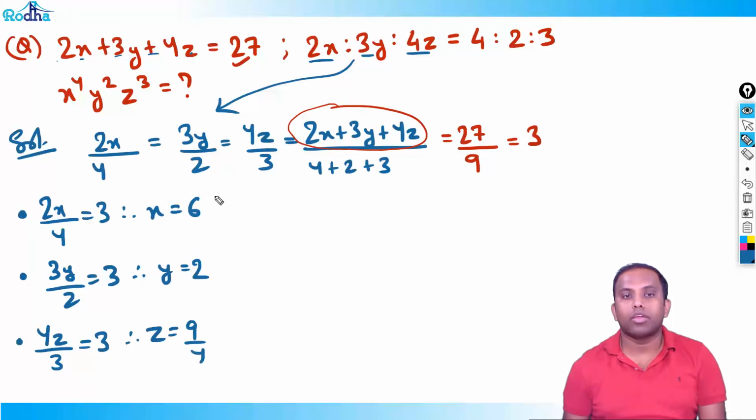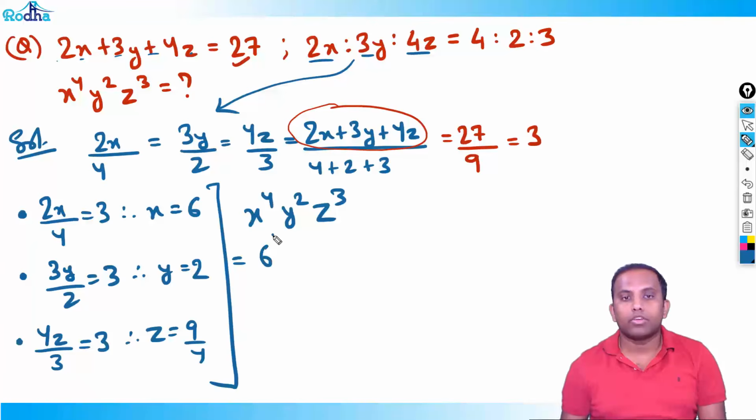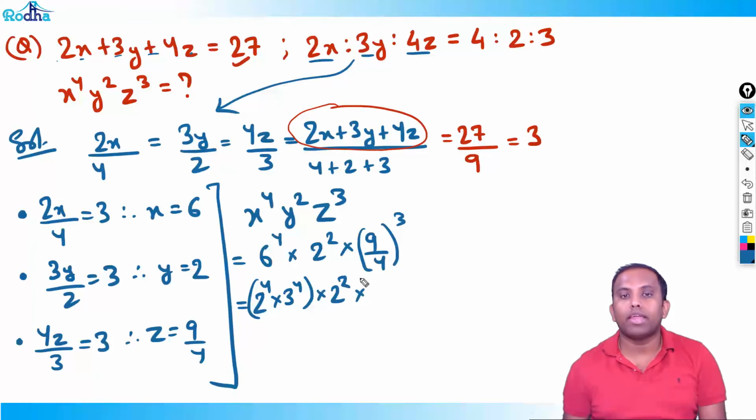9 by 4. Okay, therefore x to the power 4 into y square into z cube is given as 6 raised to 4 into 2 square into 9 by 4 cube. You can see all are powers of 3 and 2 only, right? 6 is 3 into 2, 9 is 3 square, 4 is 2 square. So 6 raised to 4 becomes 2 raised to 4 into 3 raised to 4, into 2 square. 9 cube is 3 square cube, which becomes 3 raised to 6. And 4 cube is 2 square cube, which becomes 2 raised to 6.